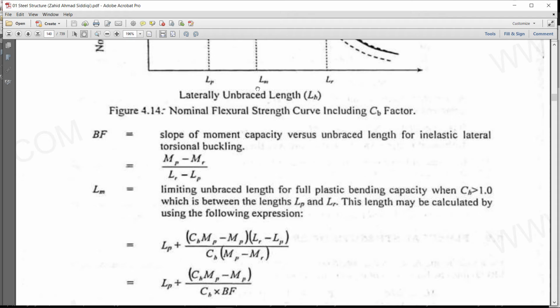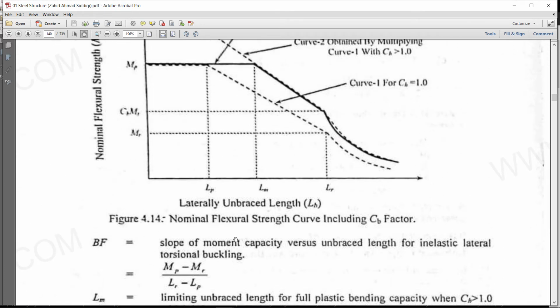So first of all, we need to calculate the LM. How will we calculate the LM? LM will be LP plus CB MP. That is just the slope. If you want to get the slope of this line, you have MP minus MR. Similarly, in the horizontal, you have LR minus LP. LR minus LP and MP minus MR, you will get the slope.